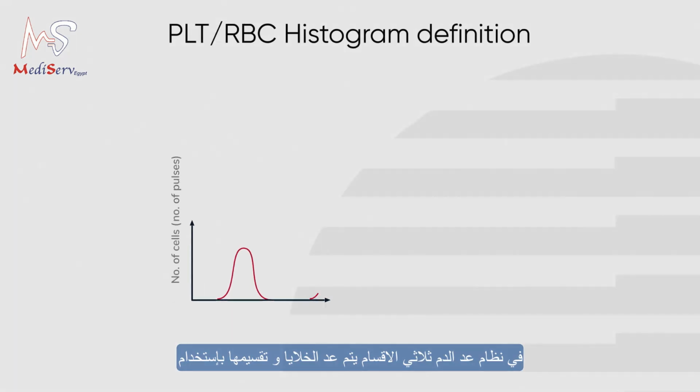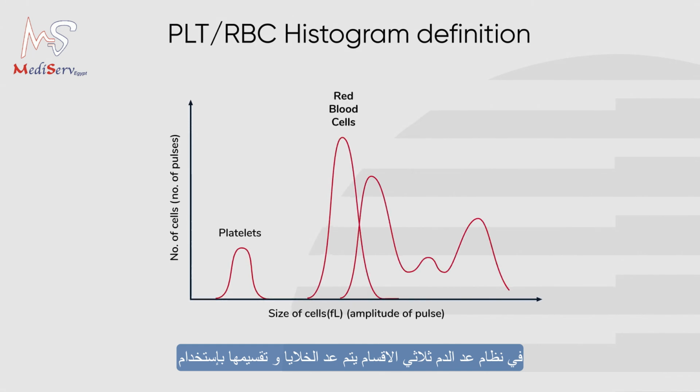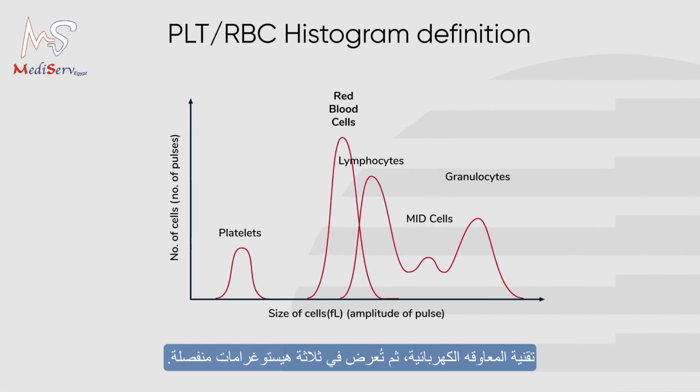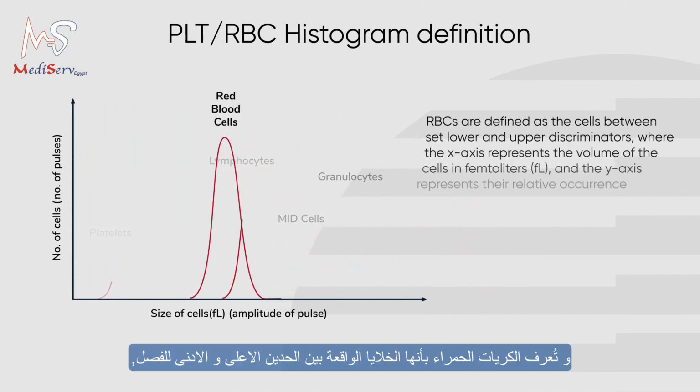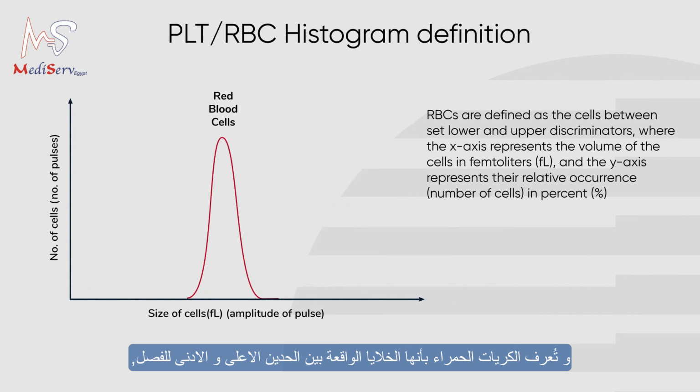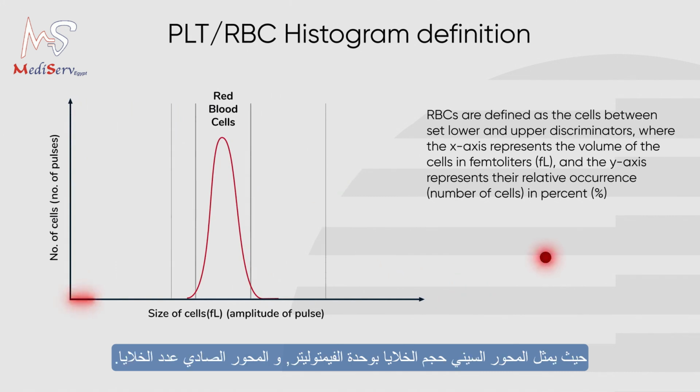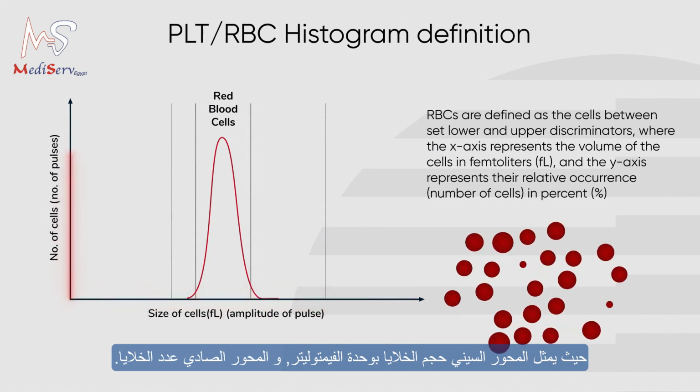In a three-part hematology system, the blood cells are all counted and assessed using impedance technology and are then displayed in three separate histograms: platelets, red blood cells, and white blood cells. Red blood cells are defined as the cells between the set lower and upper discriminators, where the x-axis represents the size of the cells in femtoliters, and the y-axis represents the number of cells.